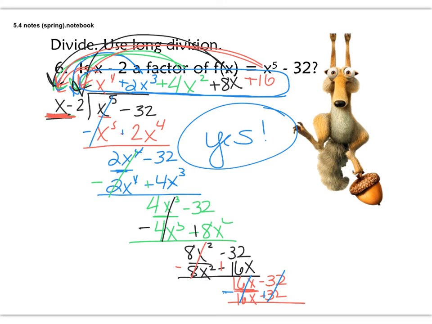So make sure you know how to do long division. You will need to know how to do the problems the long way. But then tomorrow we're going to look at a faster way that works on some problems. Not all. A lot of them, but not all of them.